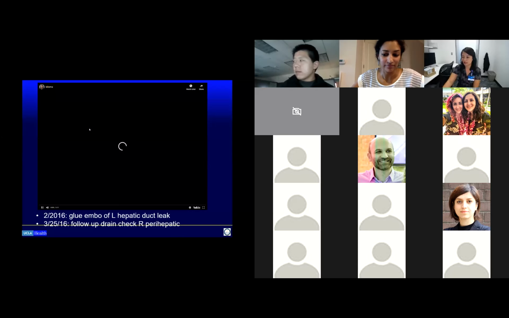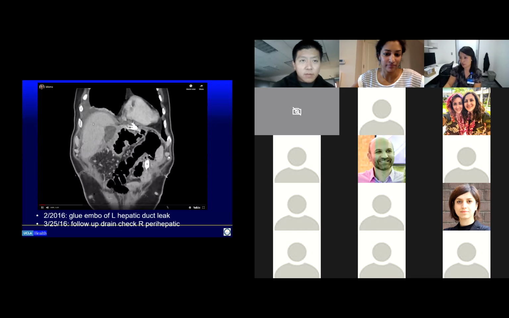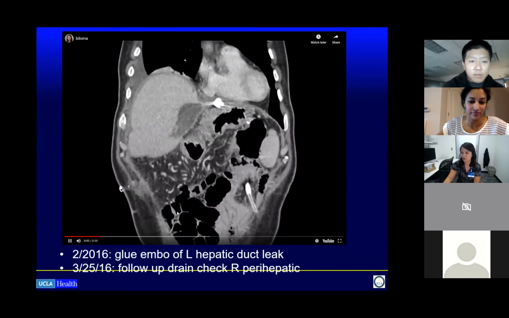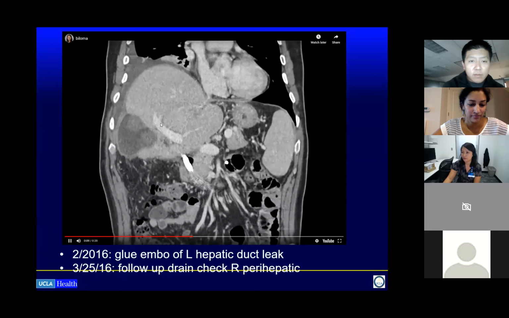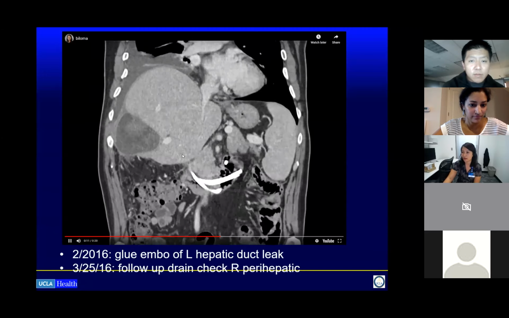Another bile leak. So it's a patient who has metastatic cancer. A patient had a prior ablation, and at the site of prior ablation, there was a bile leak. Another case that I saw when I was a fellow. And this was the biloma at the margin of the bile leak.